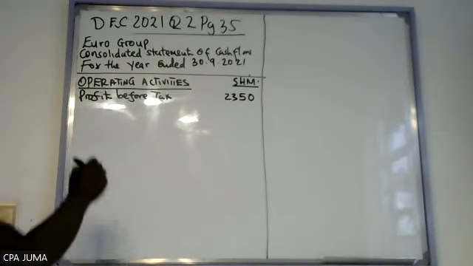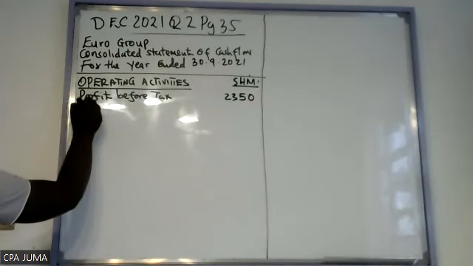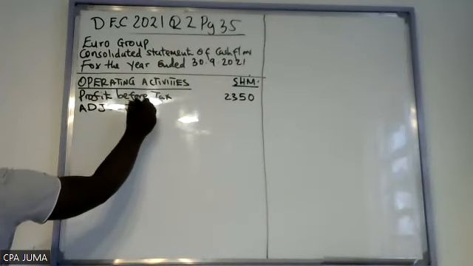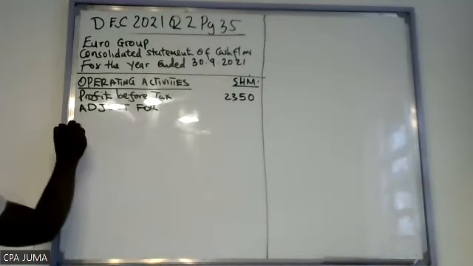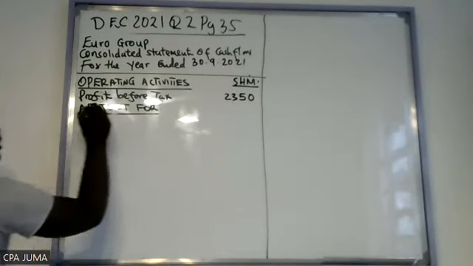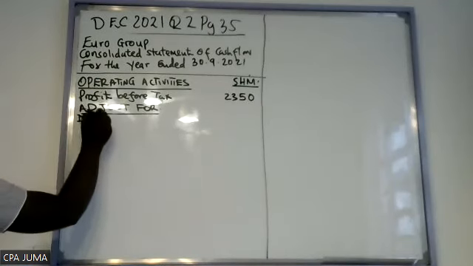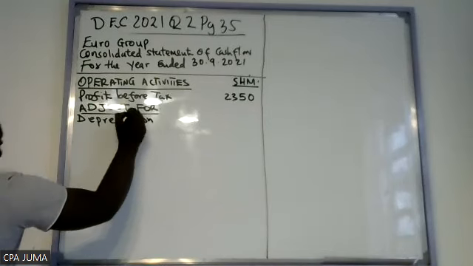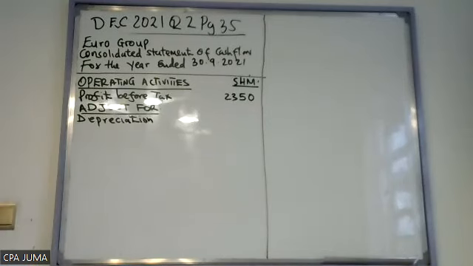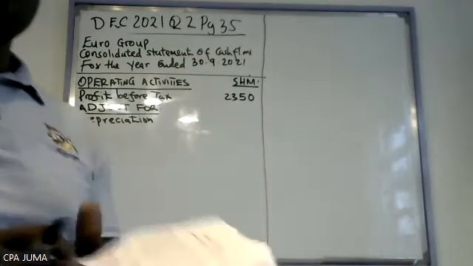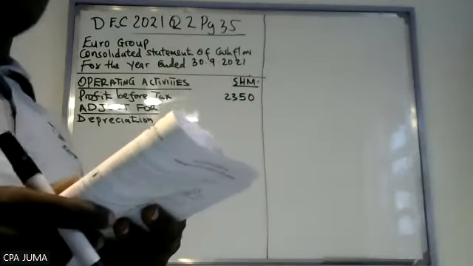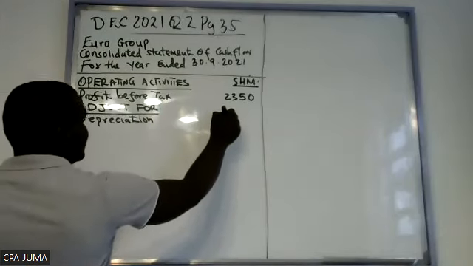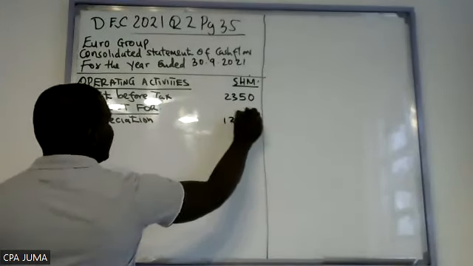Then you say adjust for depreciation. Depreciation was mentioned in note number 2, and it was 1240. So you add back depreciation, 1240.